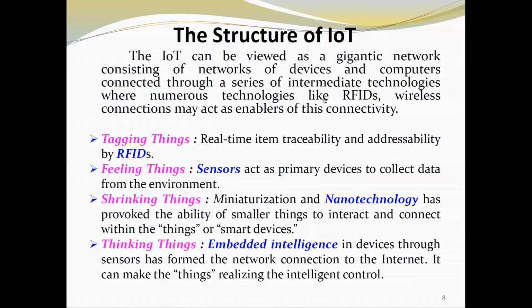Okay, next is the structure of IoT. Here, this can be viewed as a gigantic network that consists of various devices and computers connected through a series of intermediate technologies, like RFIDs, right? So these are the combination of the whole thing. Several things are used in the structure: tagging things, feeling things, shrinking things, and thinking things, right? So tagging is all about real-time item traceability and addressability by RFID, right?